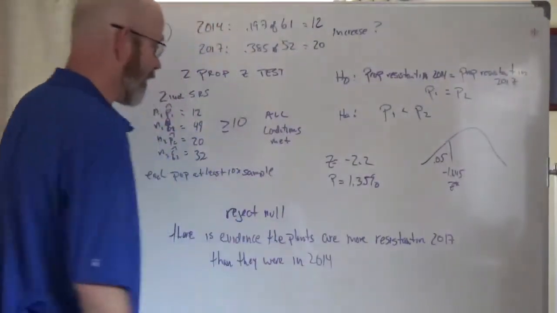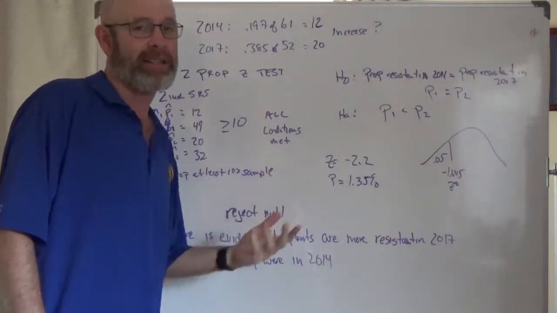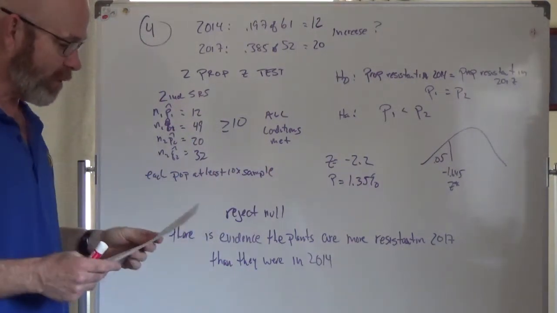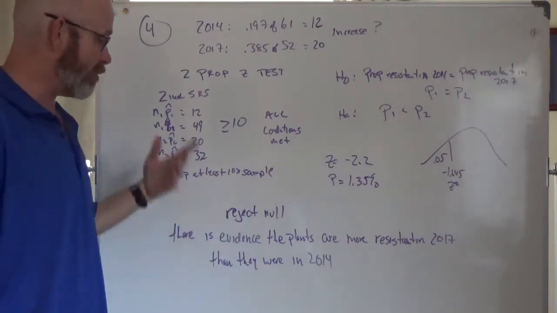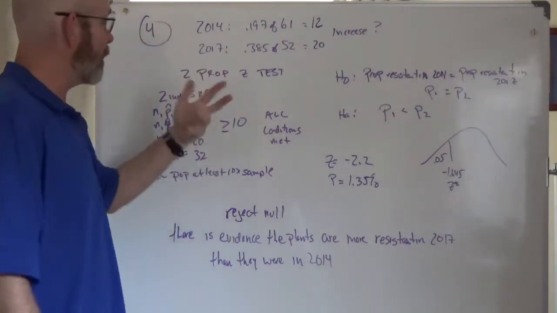Question number 4, pretty straightforward test. I would like to think you're probably going to get some sort of hypothesis test on the AP test. Pretty common, covers a lot of stuff, right? So this is the one with the tumbleweed and is it more resistant in 2014 versus 2017. One little catch here, just be careful.